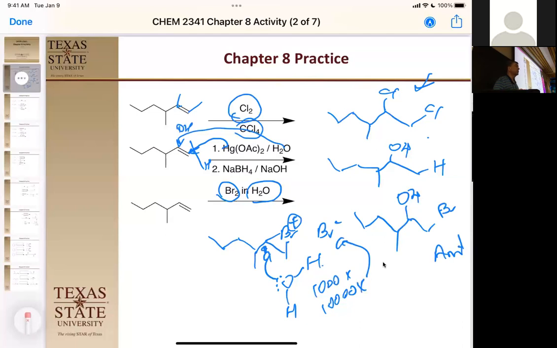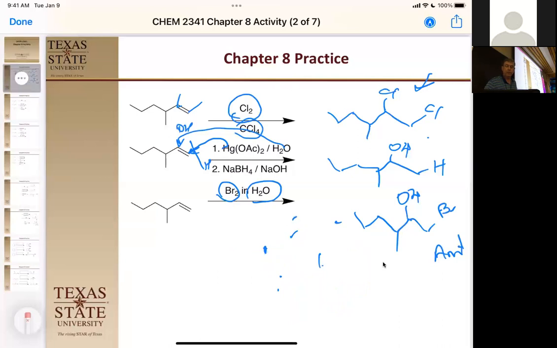Yes. Is the mercury always going to add to the less substituted? Yes. Oh, also, by the way, if you haven't already seen it, I put a video of all the mechanisms in the chapter together. They're pictures from the mechanisms, but I talked you through them to figure out where things add. Okay. All right. So let me erase this and just give the answers there.